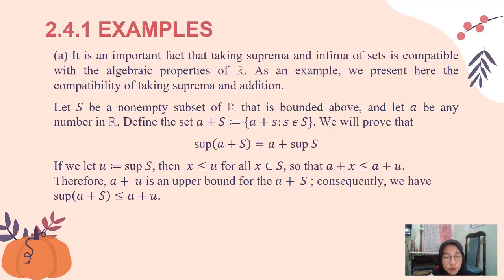If we let u be defined as sup S, then x is less than or equal to u for all x an element of set S, so that a plus x is less than or equal to a plus u. Therefore, a plus u is an upper bound for the set a plus S. Consequently, we have sup(a plus S) is less than or equal to a plus u.